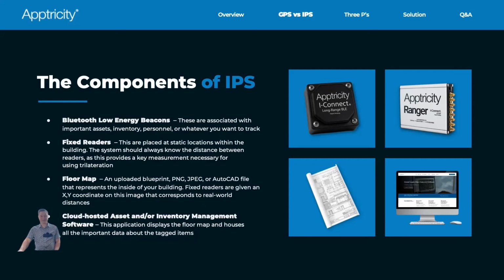All right, so back to the components of IPS. So the floor map, this is really where we display the location information for the tags, right? This could be an uploaded blueprint of your building. This could be a PNG, it could be a JPEG. We've gone as far as AutoCAD, and basically what we can do in our system is we can convert AutoCAD to what's called GeoJSON so that we can display it on a map, right?